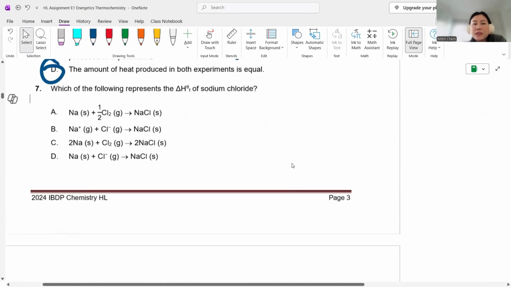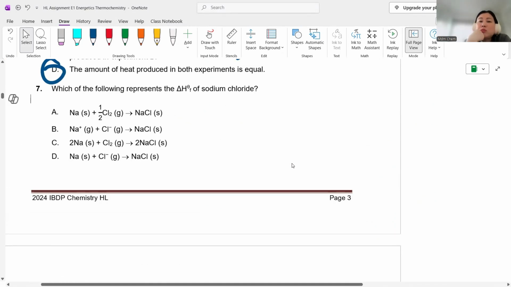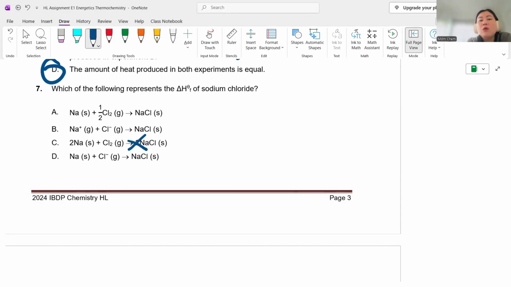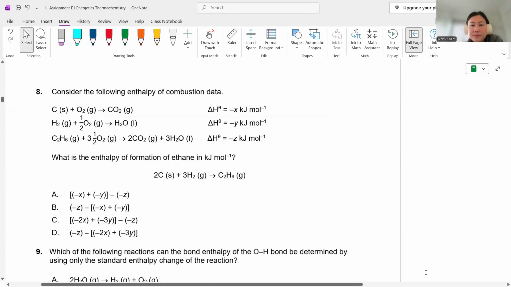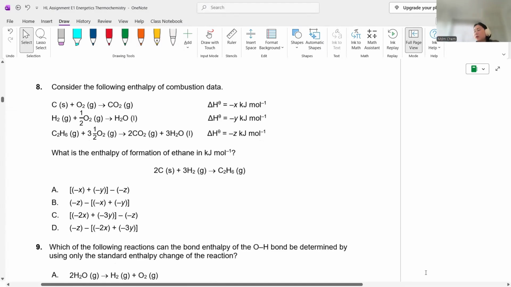Question 7. Now look at question 7, which represents the delta HF of sodium chloride. So formation of 1 mole of the compound in standard state under standard condition from its elements. This is not 1 mole, out. This is not 1 mole, out. This is not an element, out. This is also not an element, so out. So the answer is A. So we are forming from elements. Next. So that's for question 7.